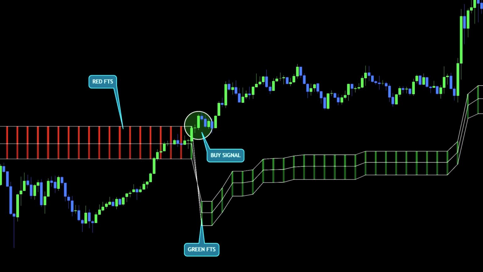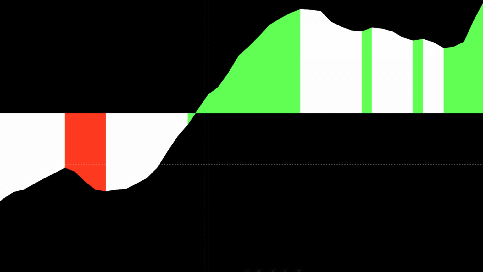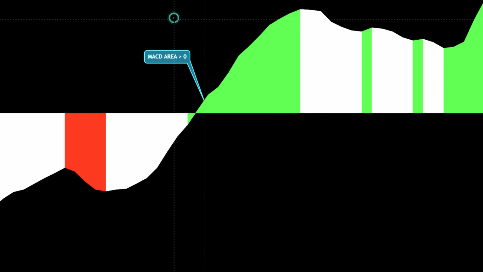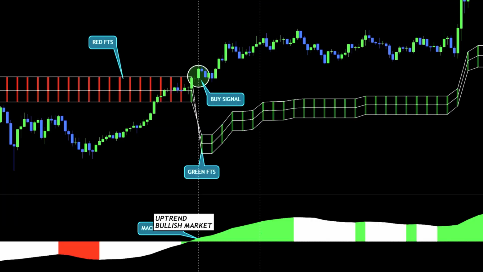Then you're gonna draw a vertical line on that signal candle. That's the candle after the FTS changes color. Now follow that line down below the chart to check out the MACD histogram. If the MACD histogram is above the zero level, that means the trend is up. And any buy signal at this time would be totally valid, just like in this example here. So boom, we can open a buy position right there.